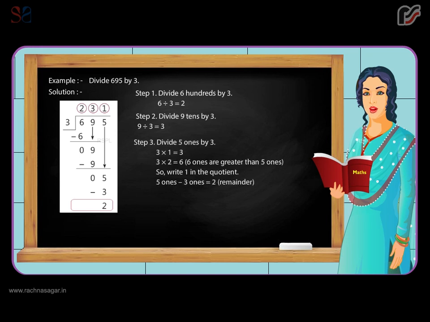Step 3. Divide 5 ones by 3. 3 multiplied by 1 is equal to 3. 3 multiplied by 2 is equal to 6.